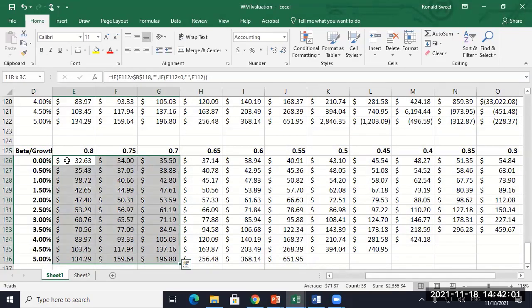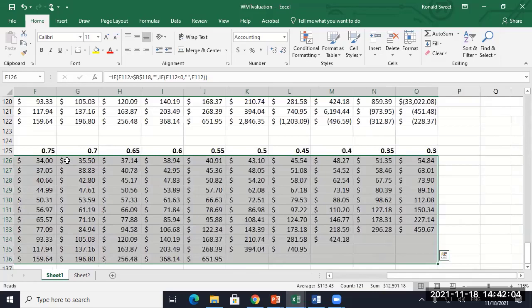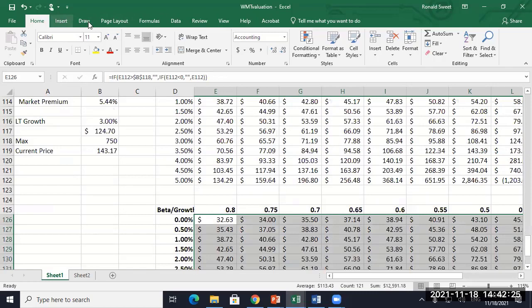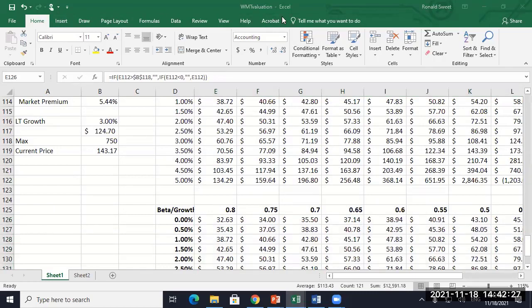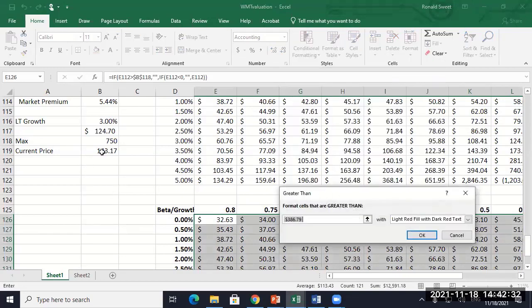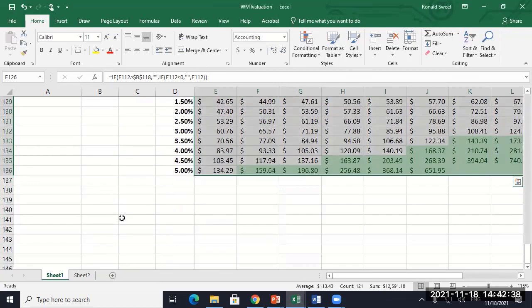And I want this to be color coded. What is good for me? If I value Walmart at $300, is that a good thing or a bad thing? Do you like Walmart at $300? If you value it at $300, you think it's worth $300 and you can buy it for 143. That's a good thing, right? So we want this to have conditional formatting. If it's greater than this, we want it to be what? Green. You agree with that?